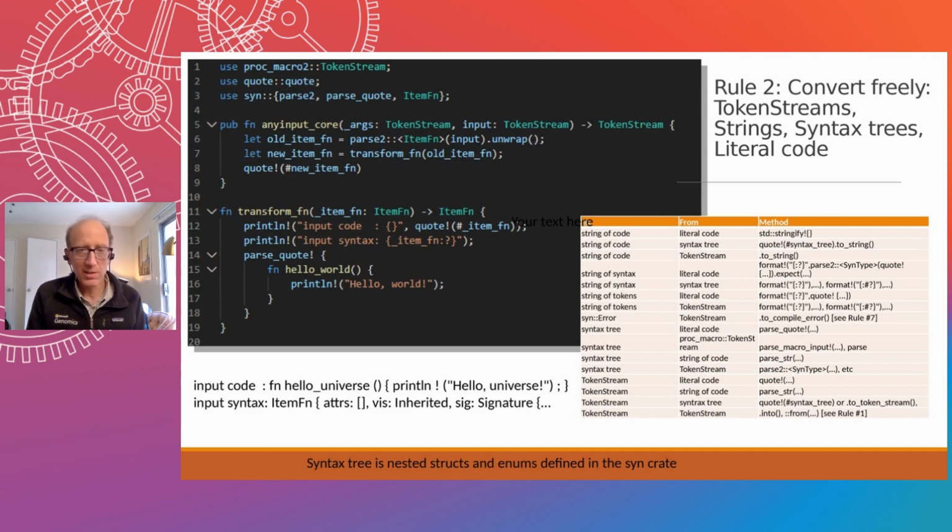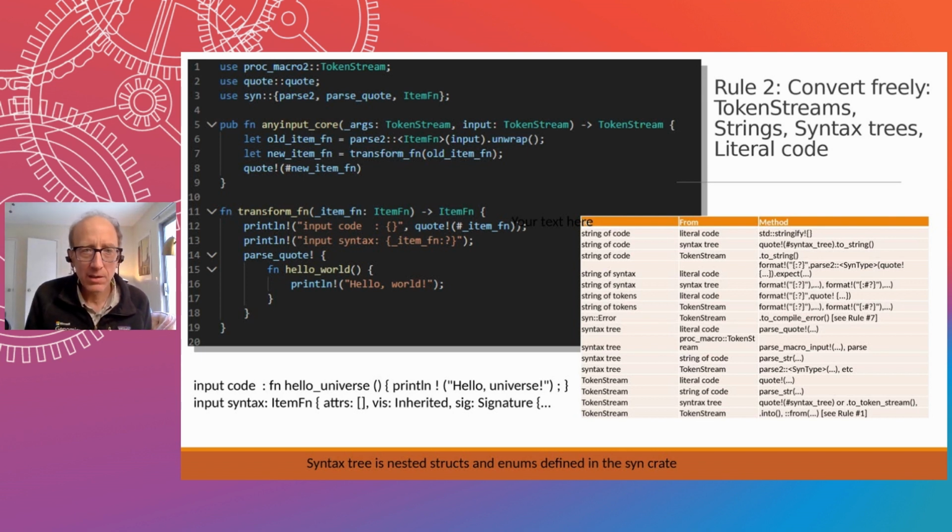The syntax tree is a nested structure of structs and enums that are defined in a crate called syn, S-Y-N. If we told it to print the syntax tree, it would start by printing what you see in the lower line of the white: ItemFn. You can see that's a struct, and the struct has an attribute called attrs, which is an empty list or array, and it has a field called vis, which has some value, inherited. We'll see how we can learn what these are. It has something called signature, and so on.